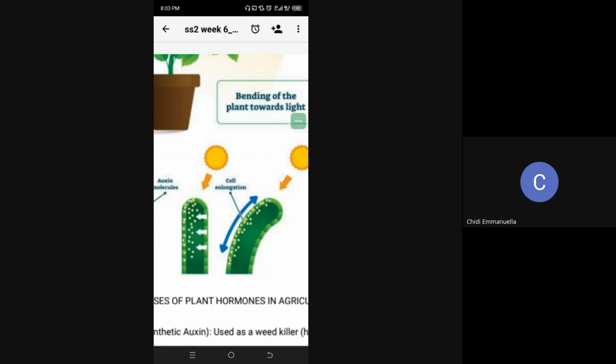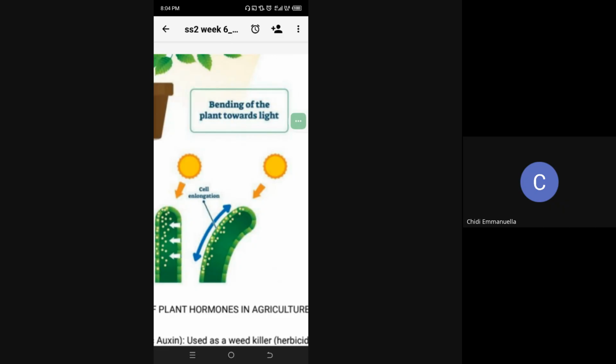Yes, sir. And as they move to that shaded area, that now causes what is known as cell elongation. So that particular part that they move to, cell elongation occurs. And as cell elongation occurs, it now bends the plant towards the sun. Auxin is trying to run away from it, but because it has caused cell elongation, the plant will have to bend towards the sun. That's what you see in the last diagram. Do you understand? Yes, sir.